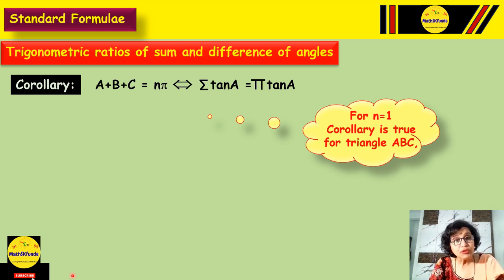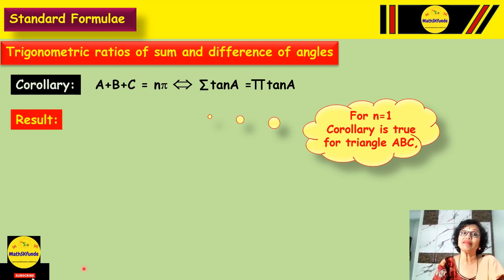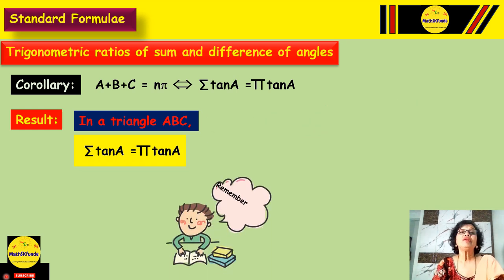Okay, now this further corollary stands for n equal to 1 also. Any value of n you can give here. So that would lead to one nice result. If A plus B plus C is pi, after substituting this n equal to 1, A plus B plus C equal to pi means A plus B plus C equal to 180 degree, which is related to a triangle also. So in a triangle, I can write that sigma tan A equal to product tan A.